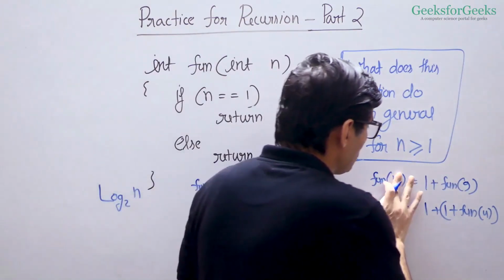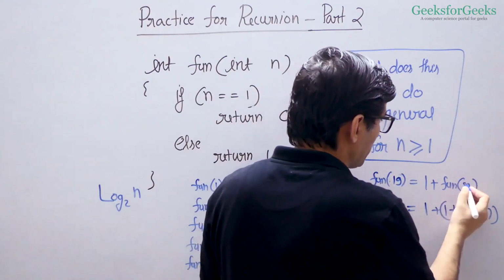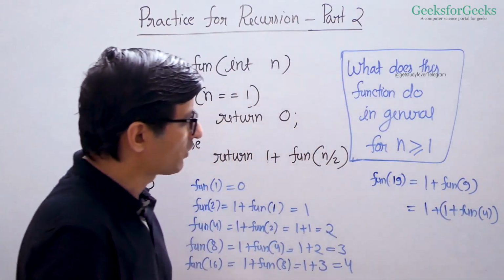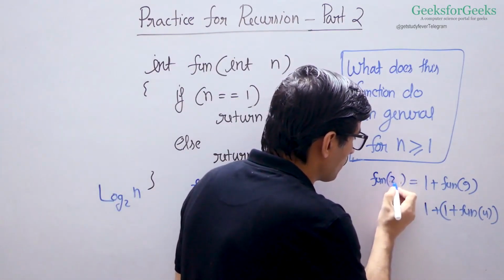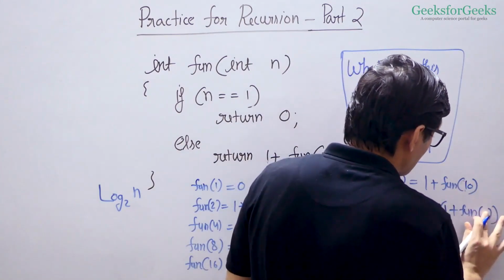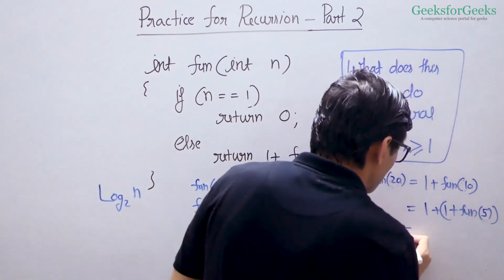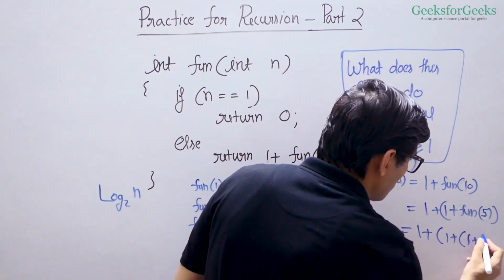Now what happens for 19? You get 1 plus fun 9 again, and you again get the same answer. For 20, you will get 1 plus fun 10, and fun 10 is going to call 1 plus fun 5, and then it's going to call 1 plus fun 2.